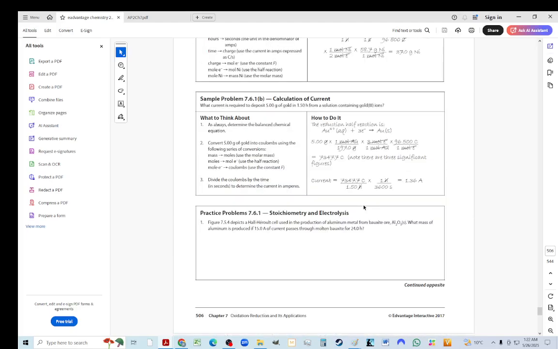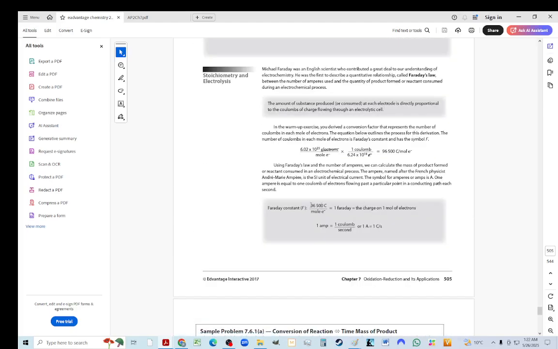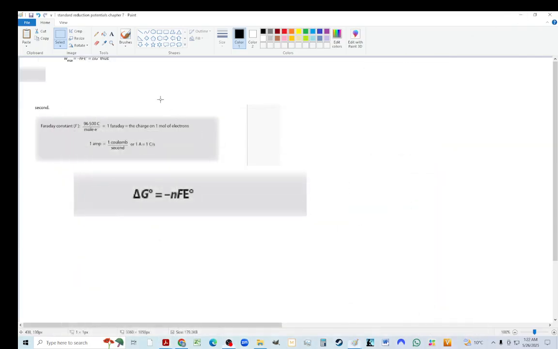And it's based on the Faraday constant, which is expressed up here, 96,500 coulombs per mole of electrons. So you have to know that constant. But it's another way of calculating the Gibbs free energy. Now keep in mind, if this comes out as negative, you're going to have a spontaneous reaction. Also, if E naught comes out as positive, you're going to have a spontaneous reaction. So that's what this chapter is all about.